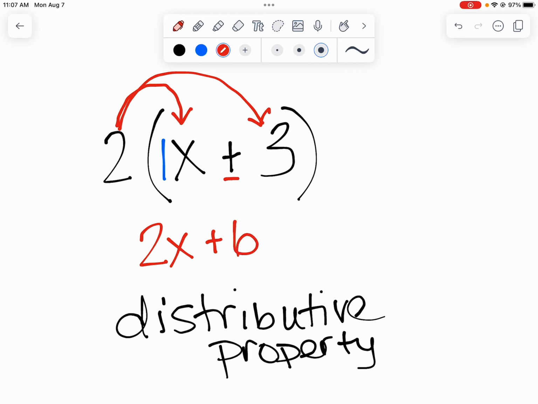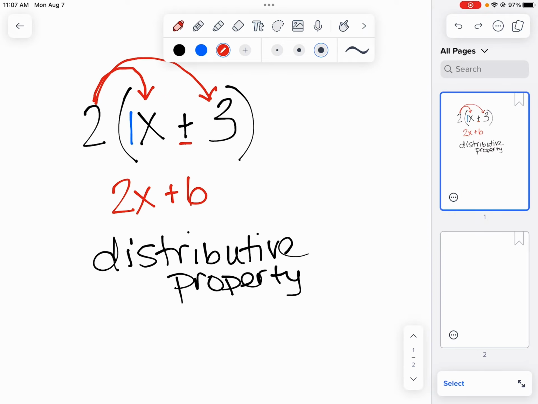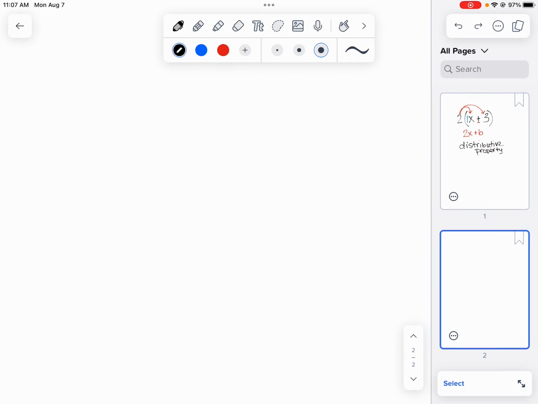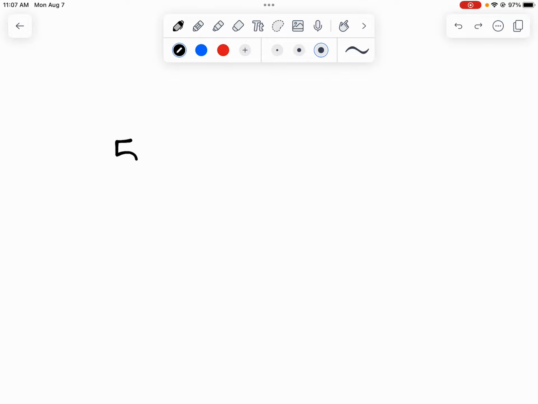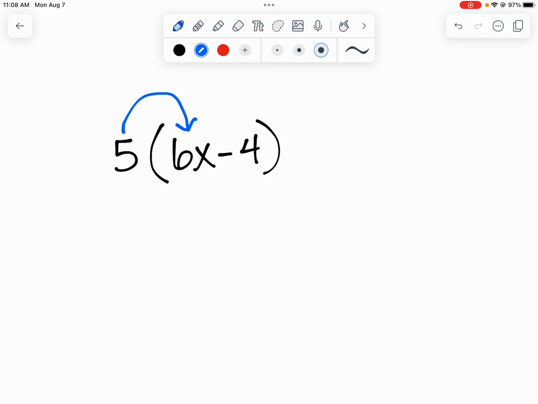And so let's try another one. Let's say, let me add another page here. Let's do 5 parentheses 6x minus 4. So I don't need to place a 1. So we're going to do 5 times 6x. We're going to multiply. So 5 times 6 is positive 30. And then since it has an x, we keep the x. And then we're going to do 5 times negative 4. And so that's negative 20.